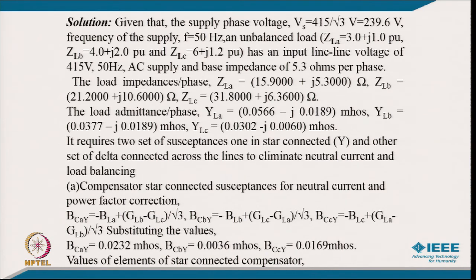Coming to the supply voltage, the phase voltage is 415 by root 3, that is 239. Then taking the impedance of this unbalanced load, ZLA, ZLB, ZLC in per unit, and multiplying by the base impedance, we get the actual ohmic impedance, and from that we get the admittances. After that, it requires 2 sets of susceptances, one in star connection and another in delta connection across the line, to eliminate the neutral current and for load balancing. In the star connected compensator we consider all the 3 elements, and we get the typical values of these susceptances.